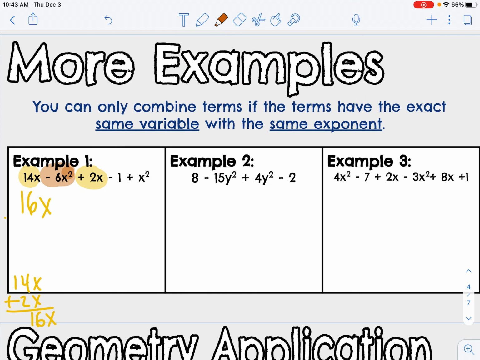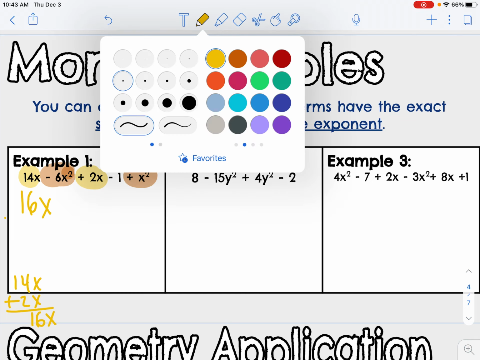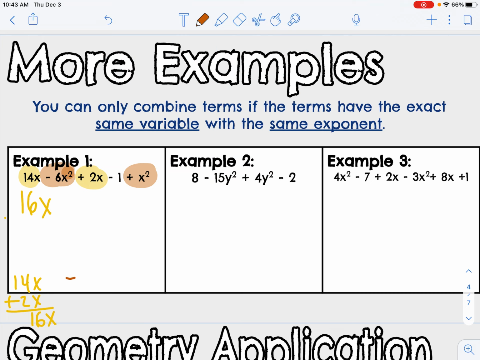So we have this negative 6x squared, so we're going to look to see is there anything else with an x squared, this part at the end. So what that would be, if we combine those, would be negative 6x squared and then plus x squared. The number in front of x squared is understood to be 1, so what this really is combining those numbers out in front. Negative 6 plus 1 is negative 5.